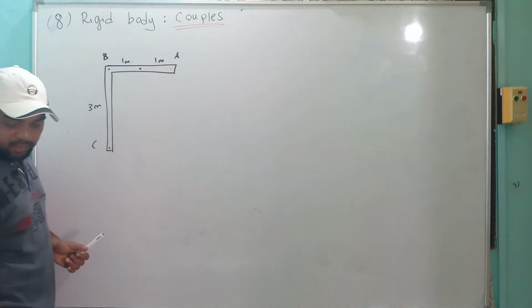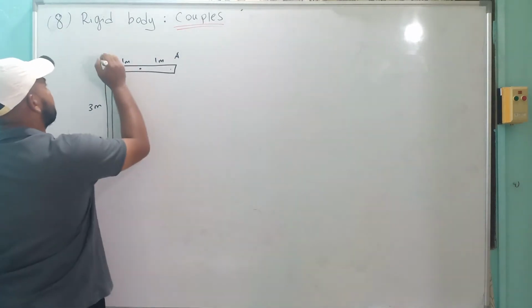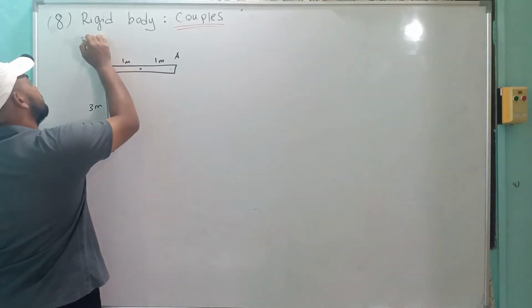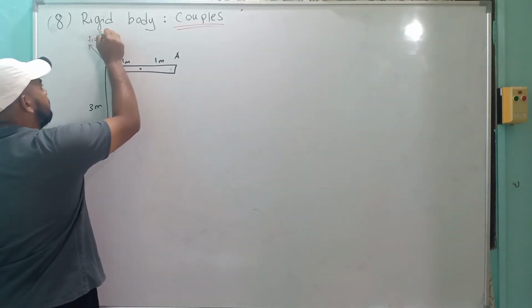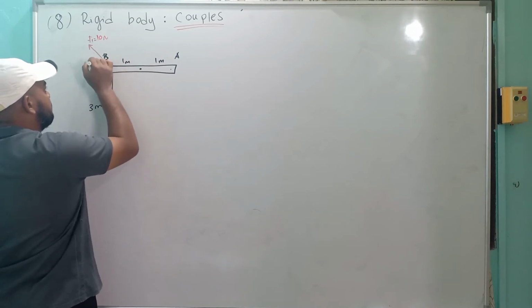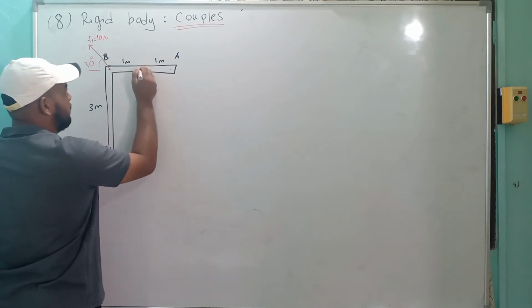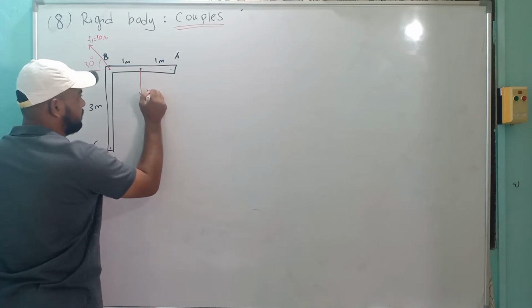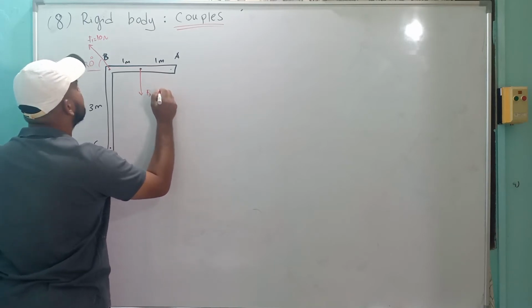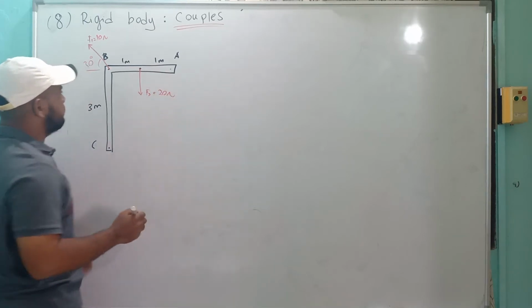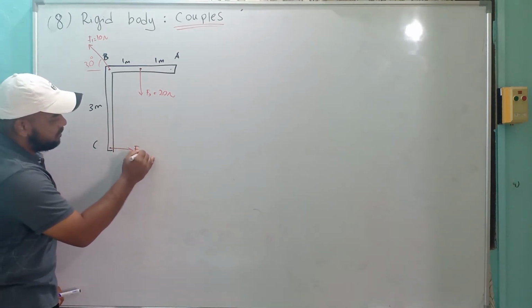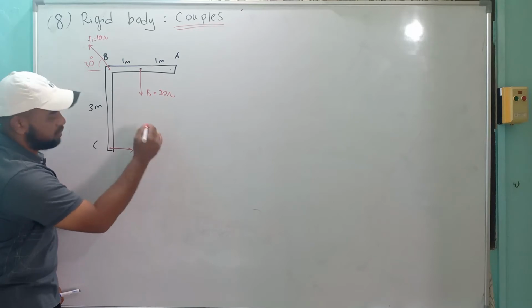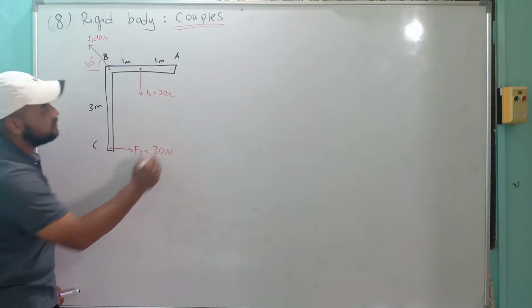Okay, and then we have one force here. Let's say we call it F1 equal to 10 Newton. This is 30 degree. And then we have this one, F2 equal to 20 Newton. And one more here, F3 equal to 20 or 30 Newton.